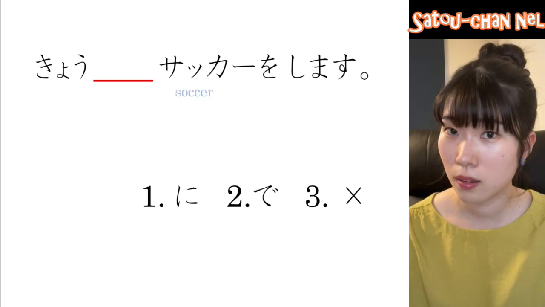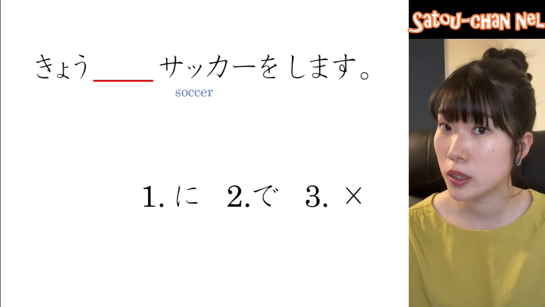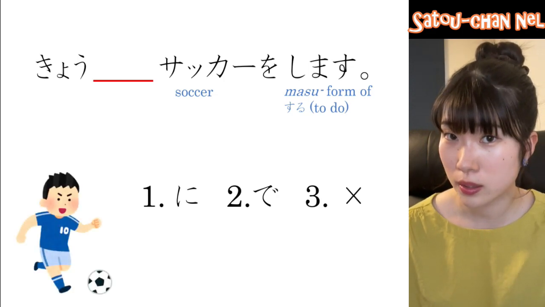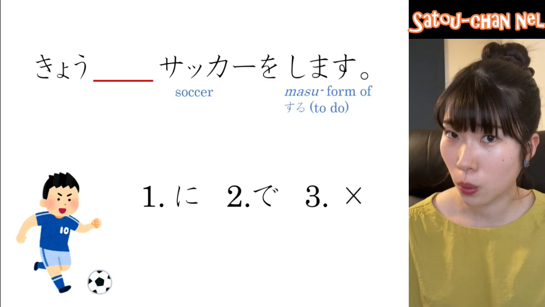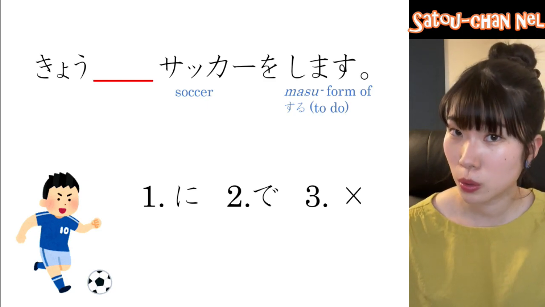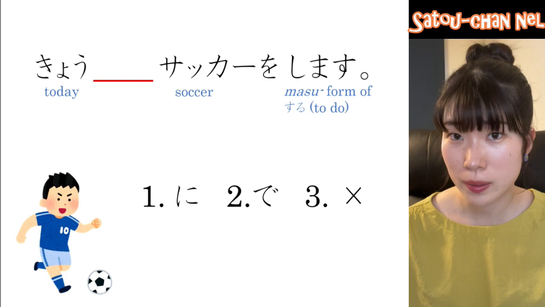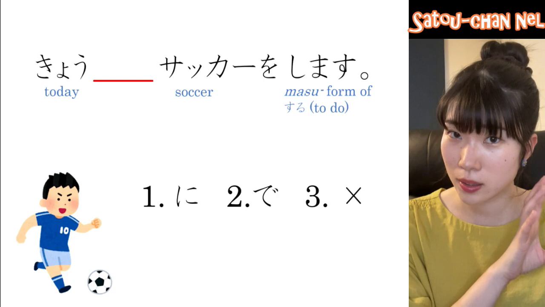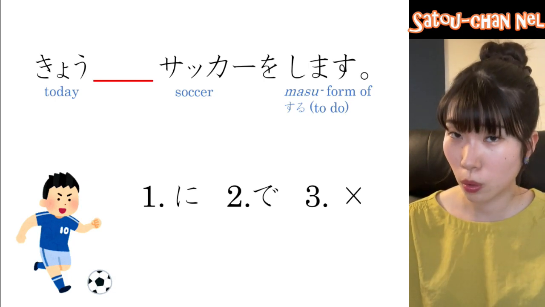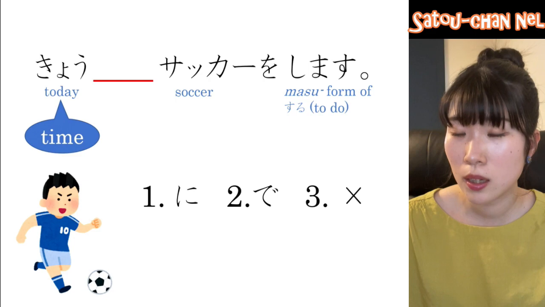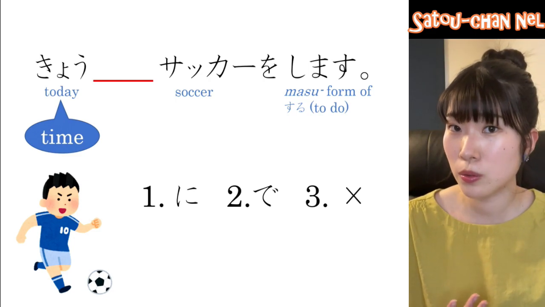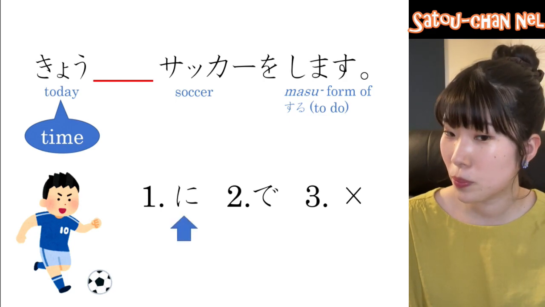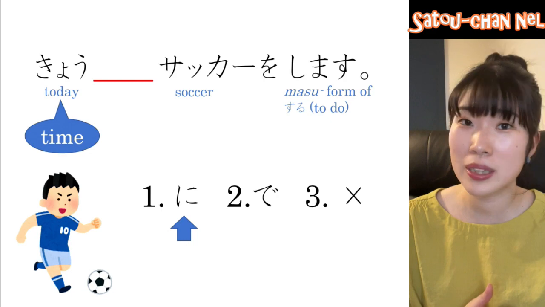サッカー is soccer and します, to do. So to play soccer. And 今日, what is it? 今日 means today. So today I play soccer. 今日 is a time expression. It's the time when you do the action. So you may think we need to put particle に here, but you don't need anything here.